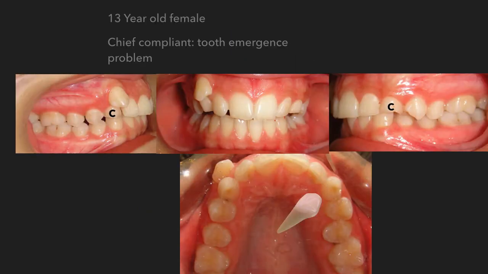I have a problem here. This is a 13-year-old female, the chief complaint, tooth emergence problems. We have a palatally displaced permanent canine in the maxilla, and we have a buccally displaced canine on the right side. On the left side, we have the palatally displaced canine, and we have retained primary canines.